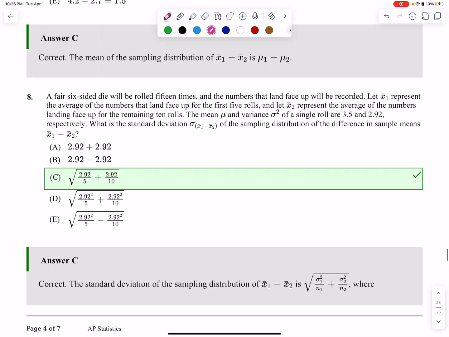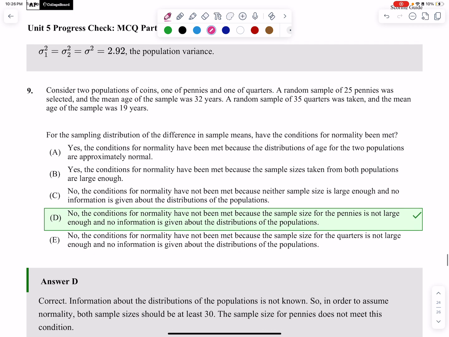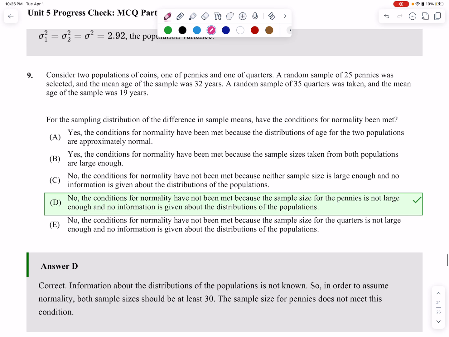Okay, number 9. Two populations, one pennies and one quarter. A random sample of 25, N1 is equal to 25, was taken. The mean age of the sample was 32. A random sample of 35, so N2 is 35, mean age X bar 2 is equal to 19. For the sampling distribution of the difference in sample means, are the conditions for normality met?